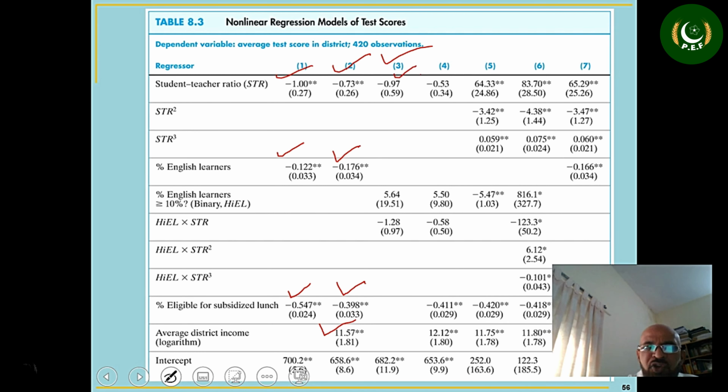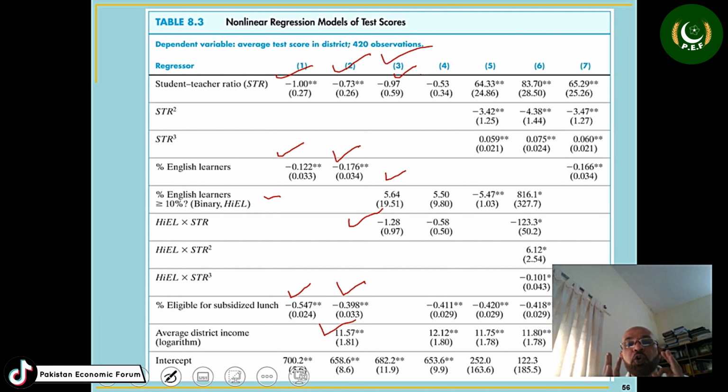Model 3: minus 0.97 not significant, 5.64 percentage English learners not significant, interaction minus 1.28, high student-teacher ratio into high English learners into student-teacher ratio. But please, a caution, a warning: don't throw variables out of the model on the basis of their individual significance. Test the joint significance of all these 3. If these are jointly non-significant, yes, they are not playing any role, but probably they are jointly significant.